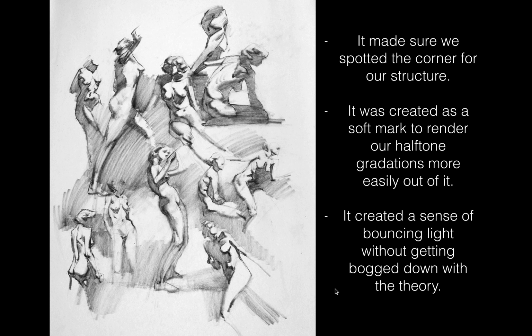And we love this light here because it makes sure we've spotted the corner for our structure. The corner is another thing for core shadow, the line of termination, however you want to say it, that dark edge inside our shadow. It was created as a soft mark to render our halftone gradient more easily out of it, so we can take that dark core line and then create a gradation out of it, and it created a sense of bouncing light without getting bogged down with the theory. So when we're adding that dark core line, it gives us a sense of that reflected light without having to think too much about the science of all the balls and the things bouncing around.